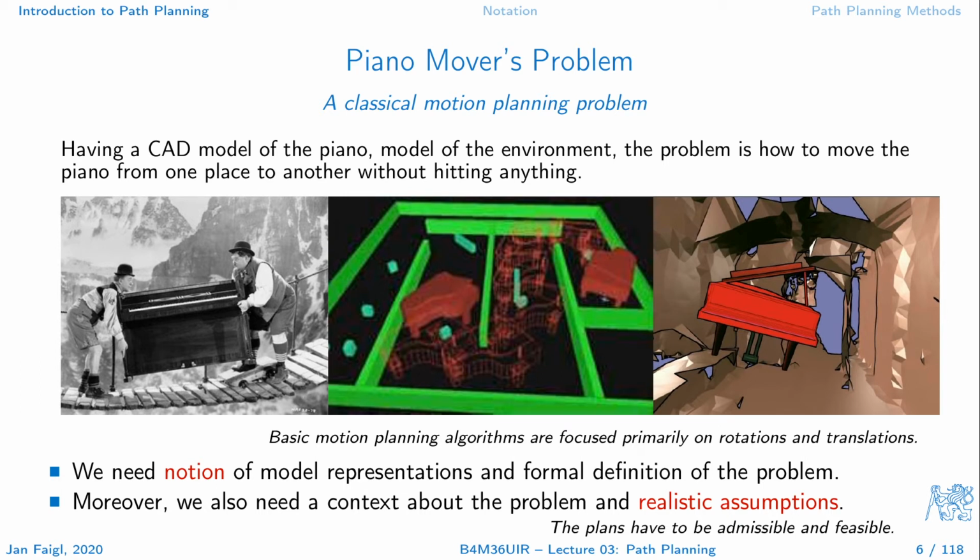So what we need is a model representation and formal definition of the problem, for sure. And we also need a context about the problem, because we need to establish realistic assumptions. Because our plans have to be admissible and feasible, but as we already covered in the previous lecture, all the details will lead to the frame problem. So we would like to use what is necessary to find an admissible and feasible path, or motion plan.